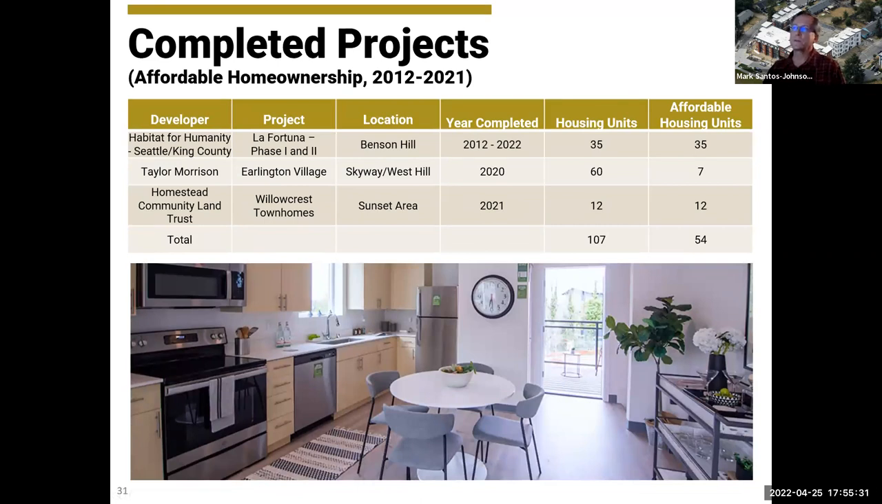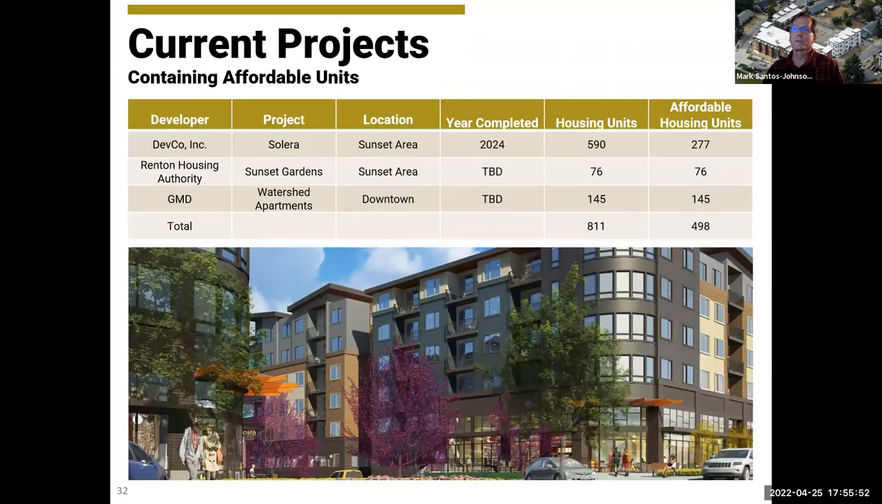On this slide, you can see 3 projects in Renton completed in the last 10 years that contained affordable homeownership units. These projects include a total of 54 homes priced as permanently affordable homeownership. 2 projects were developed by nonprofit entities, and 1 project was developed by a for-profit using the city's affordable housing density bonus incentive. There are three projects that contain affordable housing units currently under development in the city, with a total of 498 affordable housing units. The two largest projects are being developed by for-profit developers, and the third project is RHA's Sunset Gardens project.